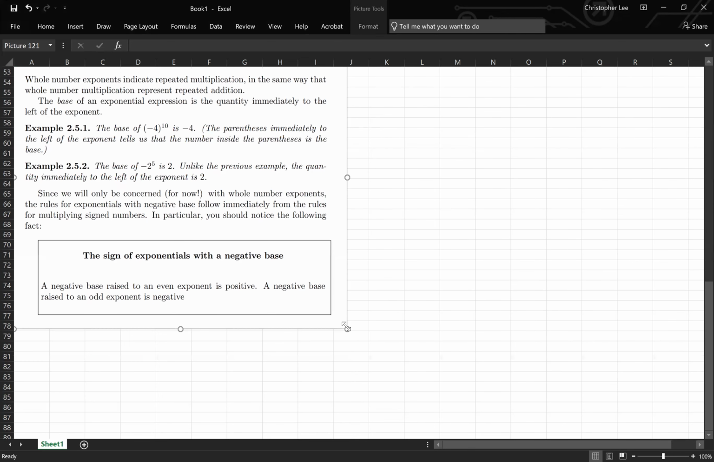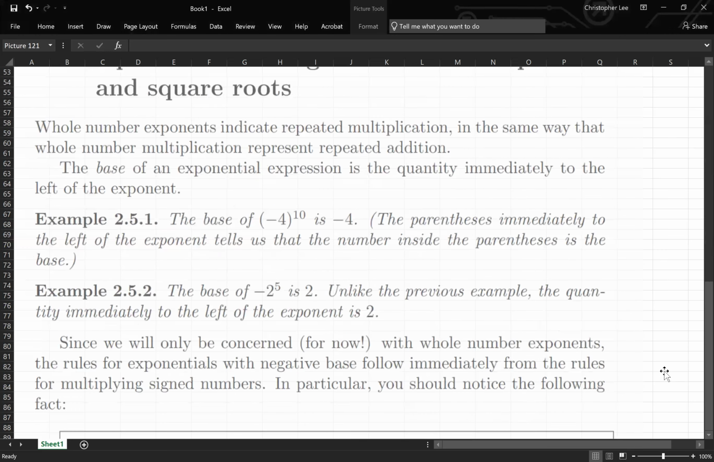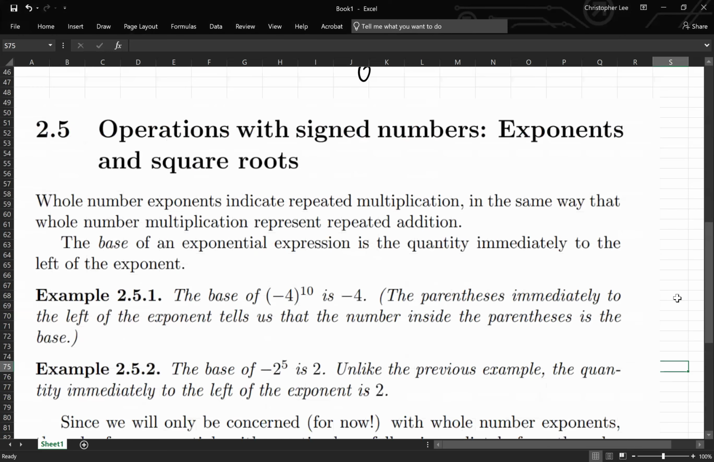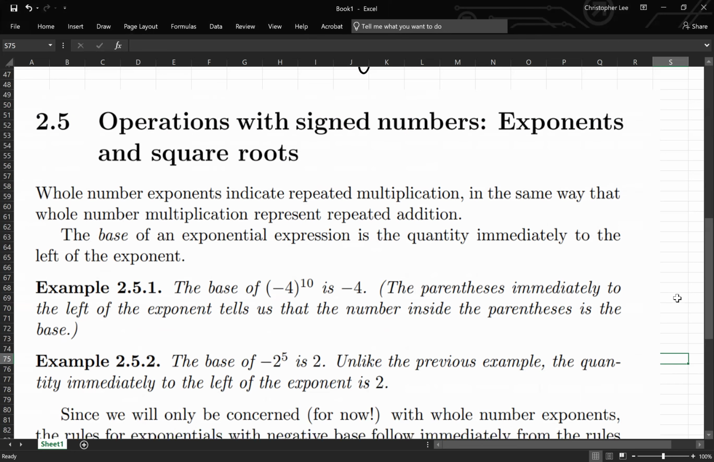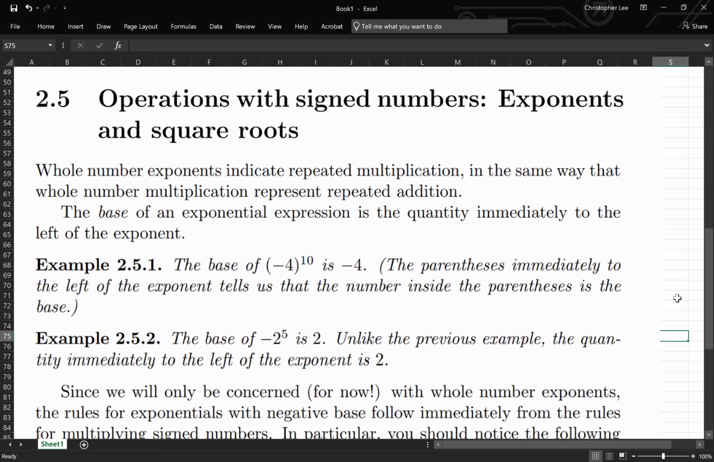All right. So right here we're on section 2.5. This is operations with signed numbers, exponents, and square roots. We haven't spoken about that yet. Whole number exponents indicate repeated multiplication in the same way that whole number multiplication represents repeated addition.